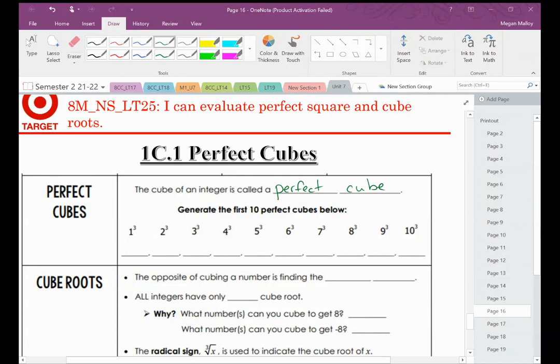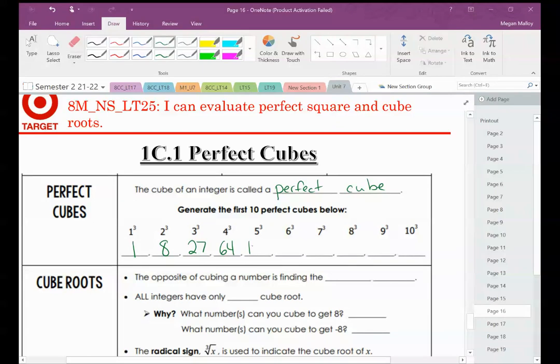And so to identify a perfect cube, we take a value and we multiply it by itself 3 times. So 1 times 1 times 1 is going to be 1. 2 times 2 times 2, or 2 cubed, is 8. 3 times 3 times 3, 3 cubed, is 27. 4 times 4 times 4 is 64.